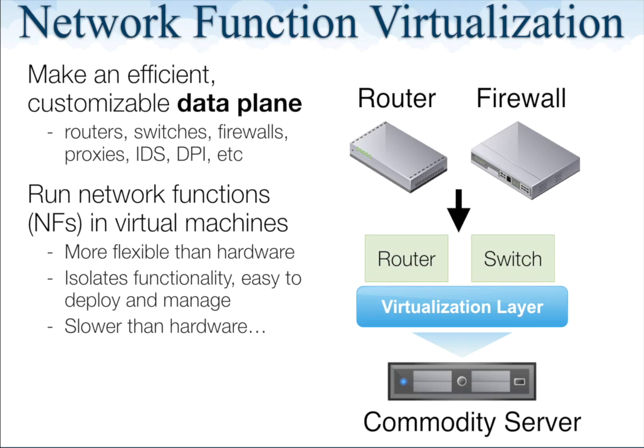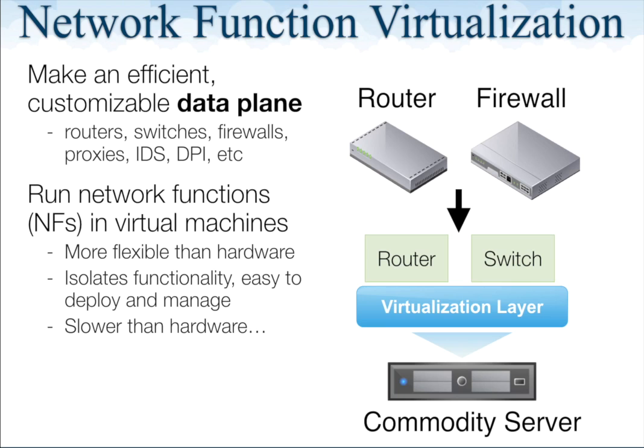Other network functions can be much more complicated. So a firewall might have a list of rules that it has to analyze for each packet. Or an intrusion detection system, that's IDS, is going to be even more complicated. It will have to analyze each of the packets, maybe reconstruct a flow based on several packets, and do some kind of security monitoring.